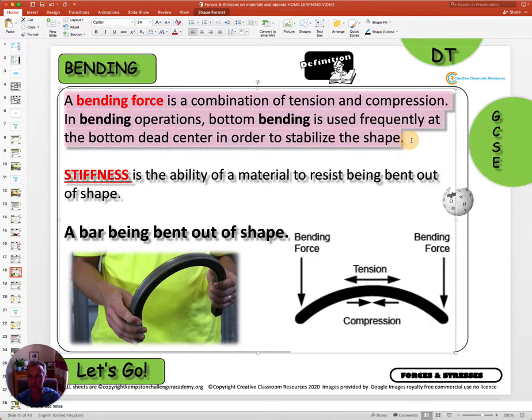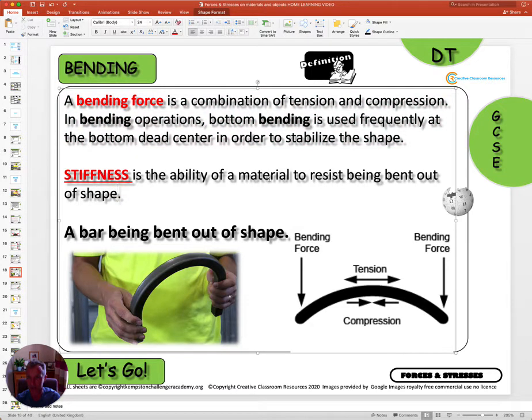So a bending force is a combination of tension and compression. Bending operations, bottom bending is used frequently at the bottom dead center in order to stabilize the shape. Stiffness is the ability of the material to withstand bending.